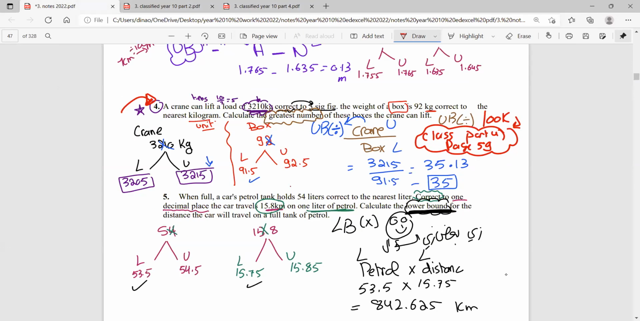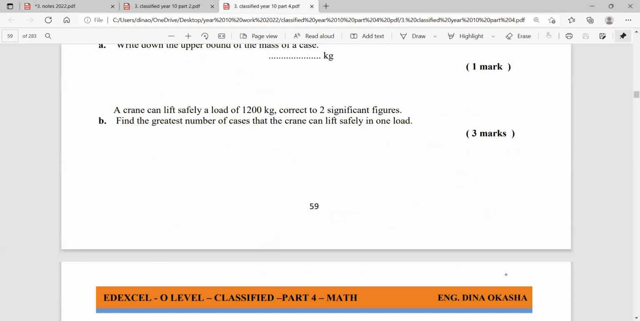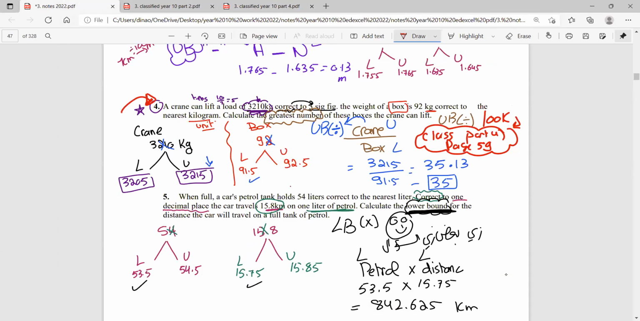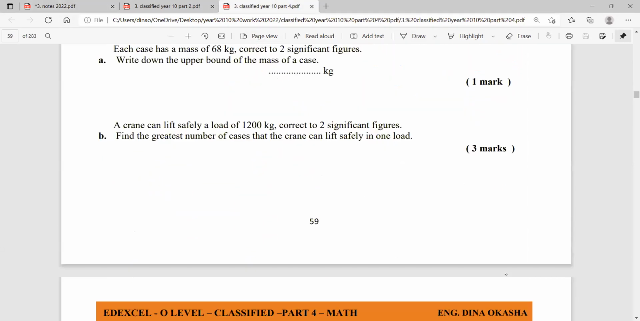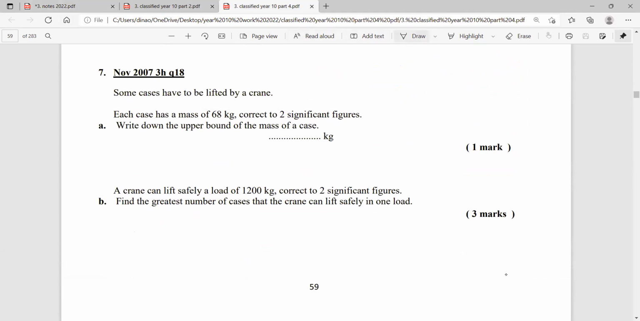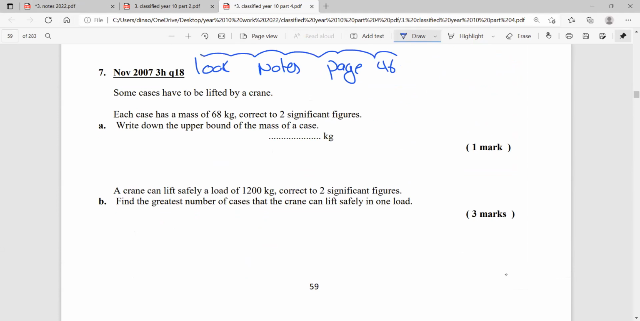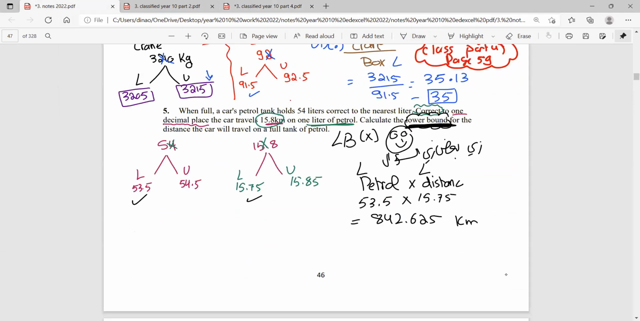And in classified part 4, the notes page كام بقى؟ 46. تيجوا بقى عند المسألة دي تكتبوا جنبها look notes page 46 just to know the different ideas يعني. Look notes page 46 and yes, look classified page 59, look notes page 46.